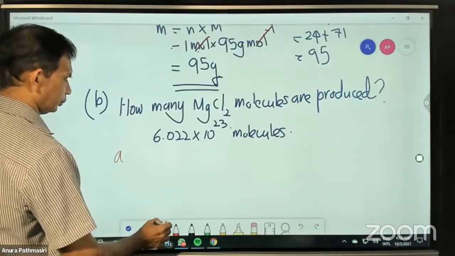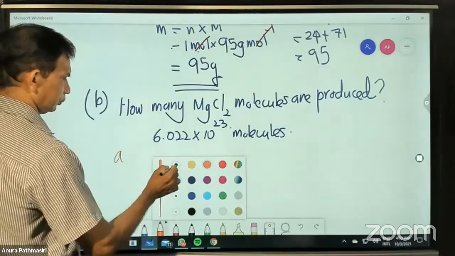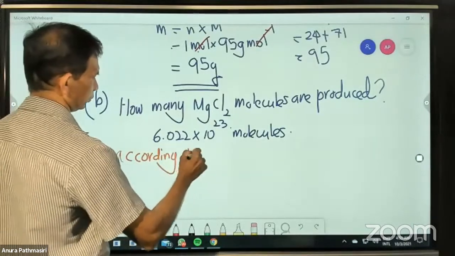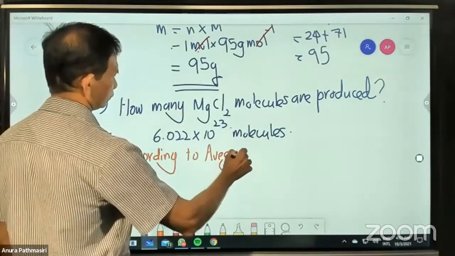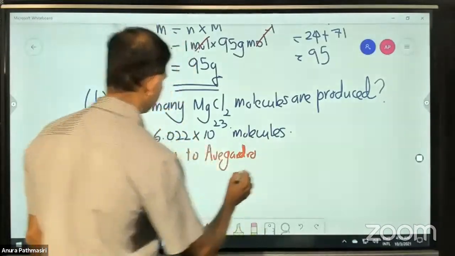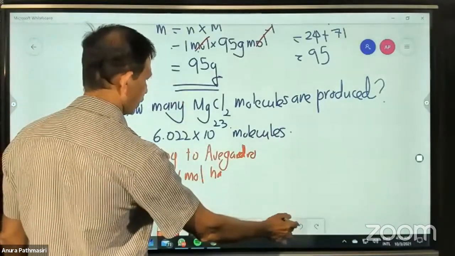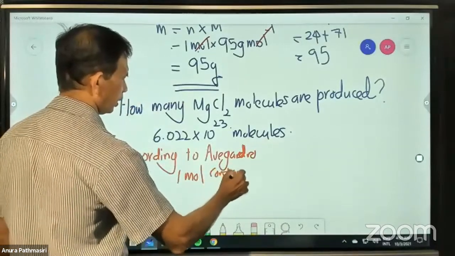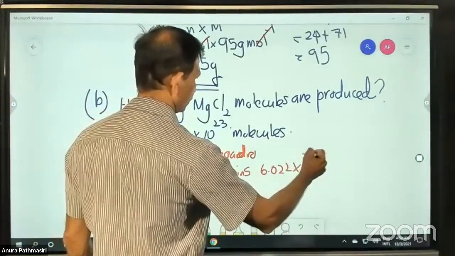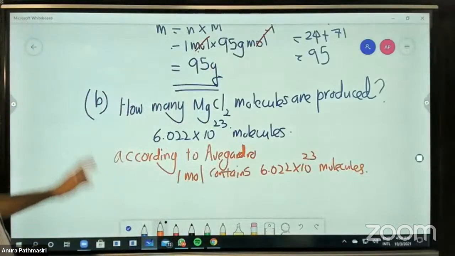According to Avogadro, 1 mole contains 6.022 times 10 to the power 23 molecules.